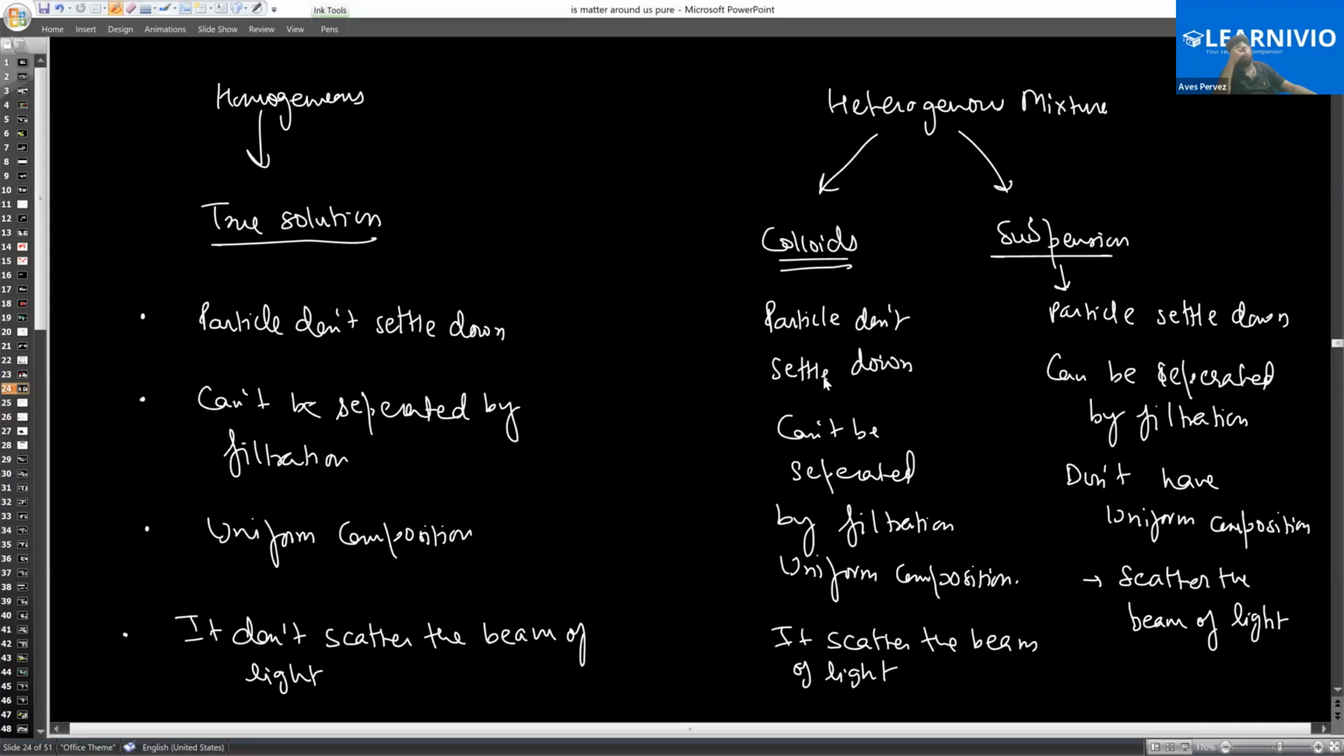समझ आया? Yes, sir. But the particles of suspensions can be separated by filter paper. A true solution does not scatter the beam of light. Colloids and suspensions scatter the beam of light. Okay, so note it down fast. When you're done, please let me know.